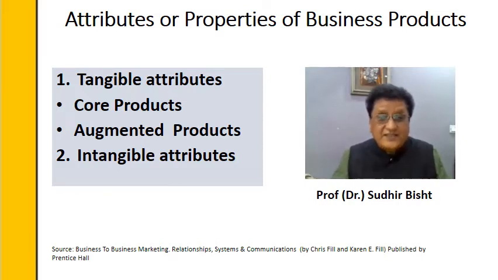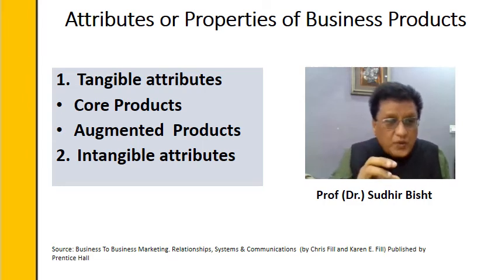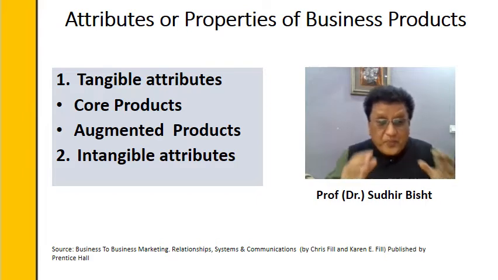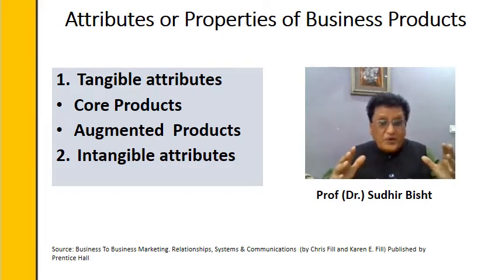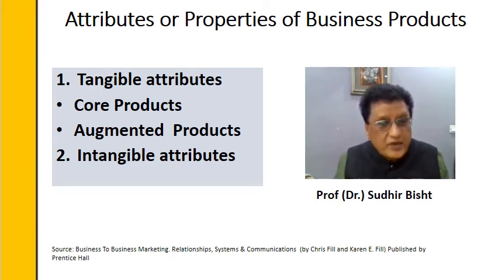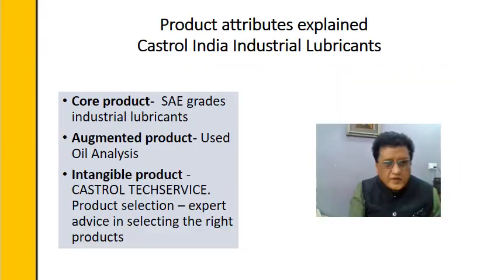So this is how you, as students of management, must know how one opportunity can open the doors for many more opportunities. So I am adding this. So tangible, intangible and potential, right? So you have now understood the attributes and properties of business products. In the next slide, I'll give you an example of two companies to explain this further.